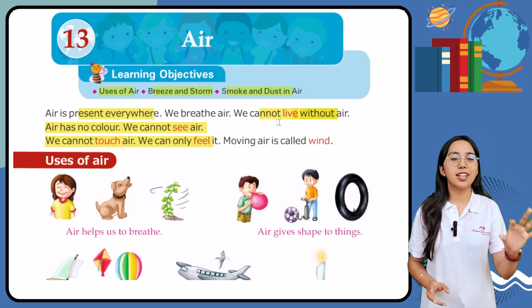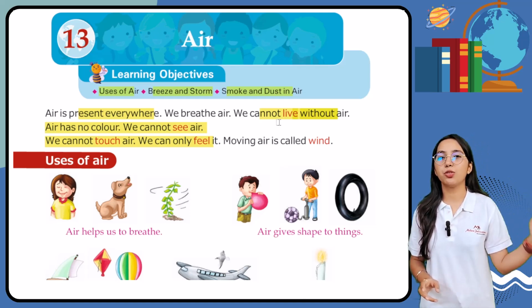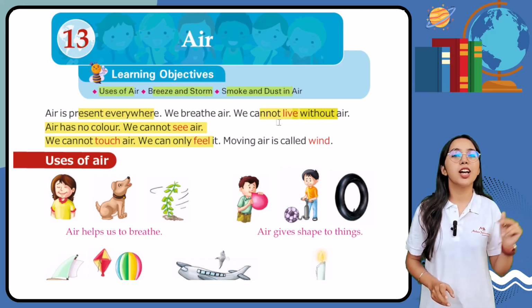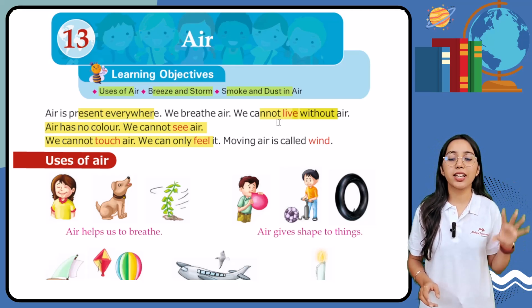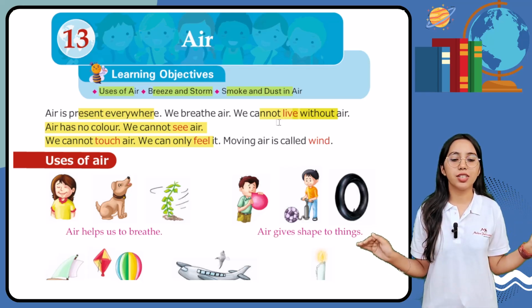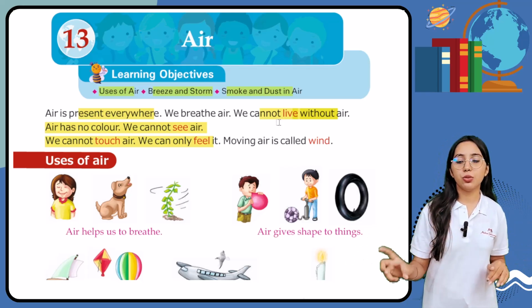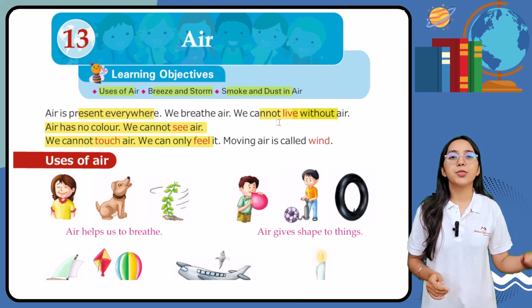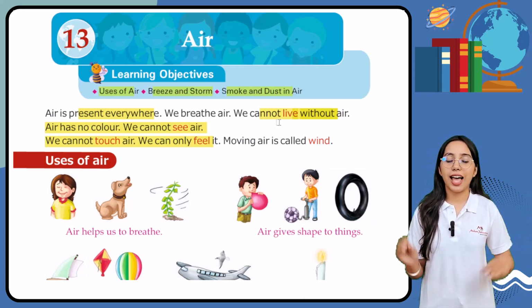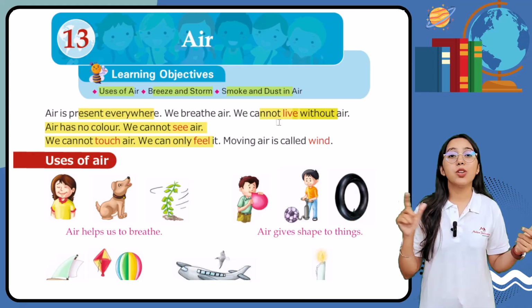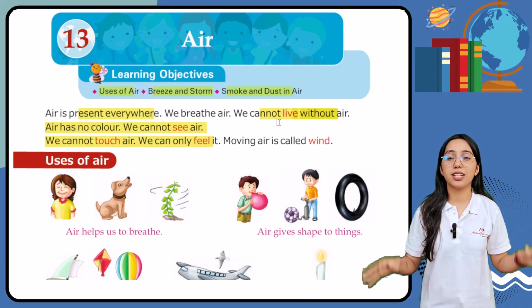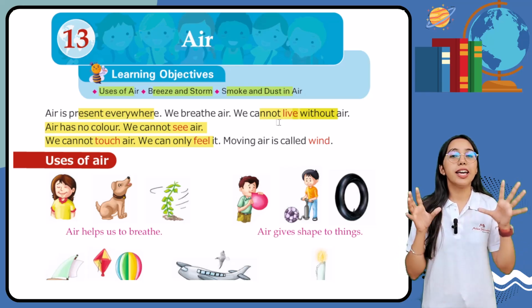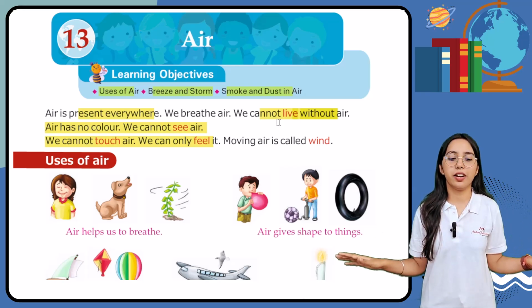So students, just imagine that you have to stop your breathing for 2 minutes. So can you stop it? No, because we need air to breathe, right? So that is why we cannot live without air. So air has no color. We cannot see air. So students, just understand one thing, that air has no color. We cannot see air, but still air is present everywhere around us. Even right now also, air is present everywhere around us, right?